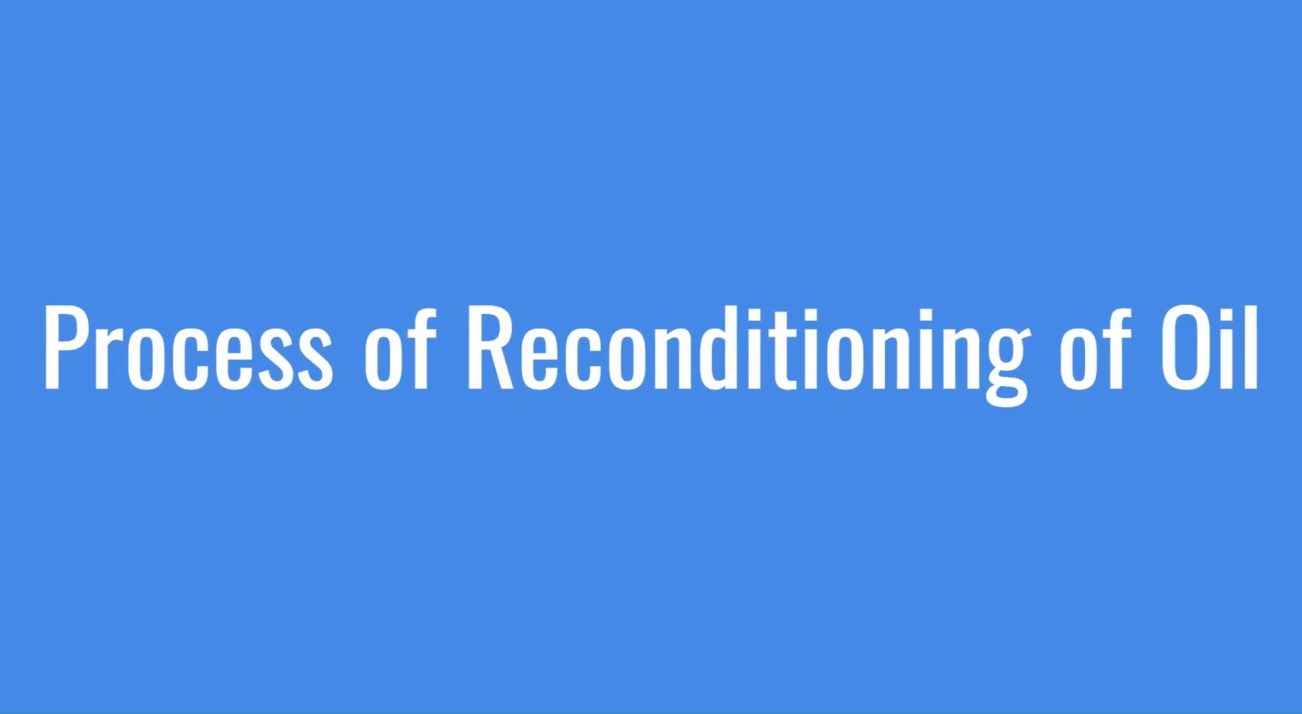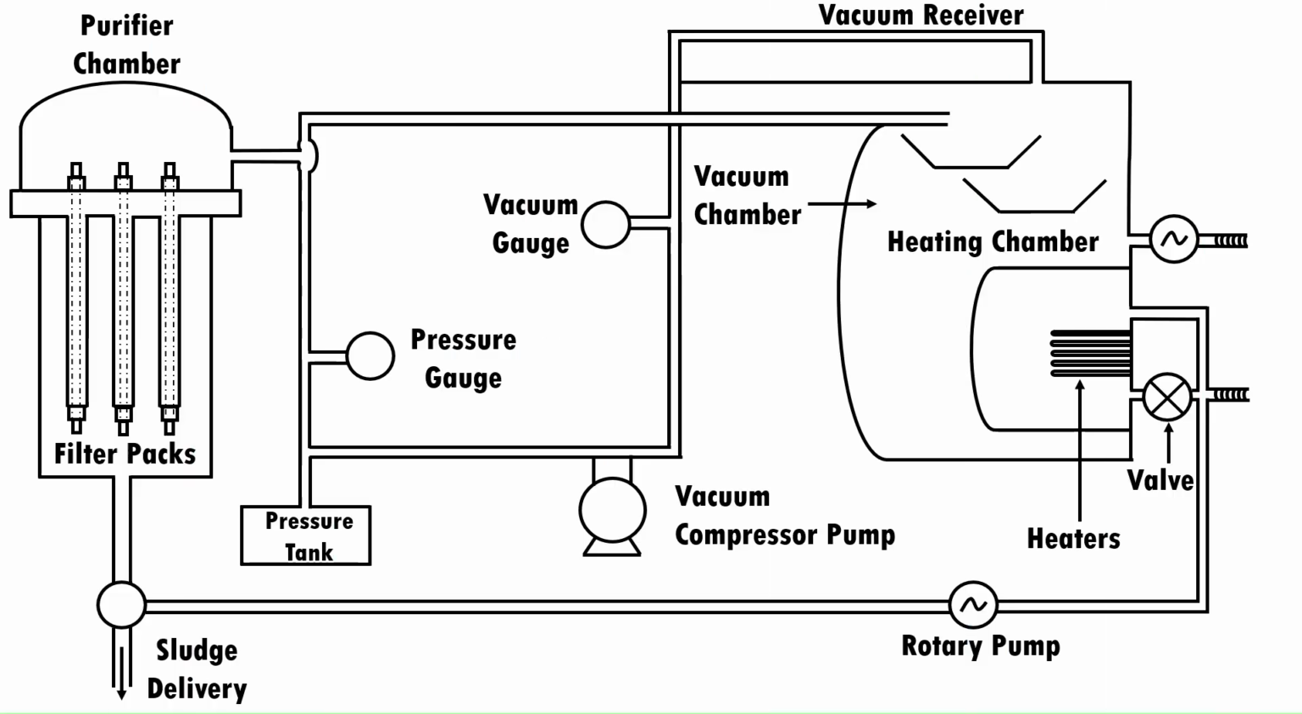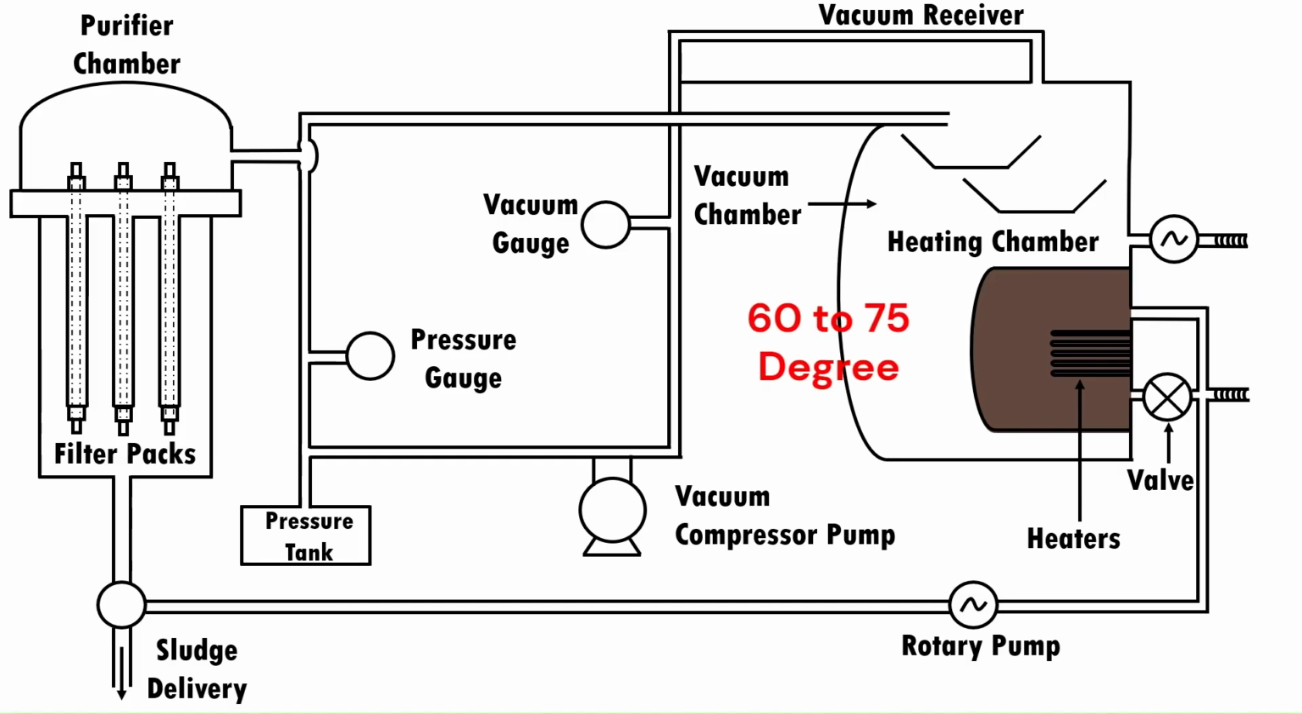Now we will see the entire process of reconditioning of oil. First, through the inlet pipe, the impure oil is taken into the heating chamber. In this chamber, heater units are provided by which the oil is heated to a temperature of 60 degrees centigrade to 75 degrees centigrade. The advantage of heating is to make the oil thinner, which facilitates separation of impurities, and also it releases the dissolved gases and moisture.